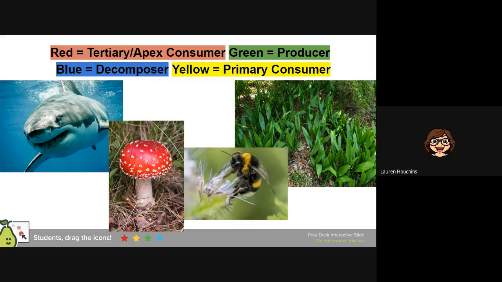All right, your red star should be over the shark because it is considered a tertiary or apex consumer. Your yellow star should be on the bumblebee because it is a primary consumer. Your green star should be on the picture of the plants because they are producers. And your blue star should be on the picture of the mushroom because it is a decomposer.